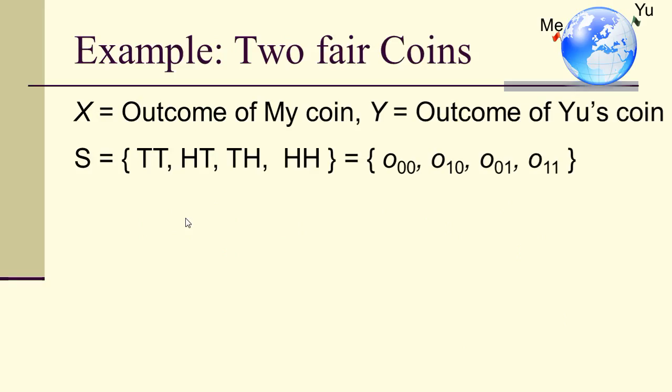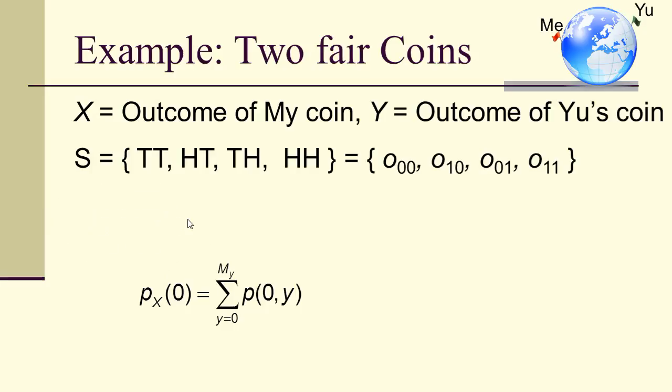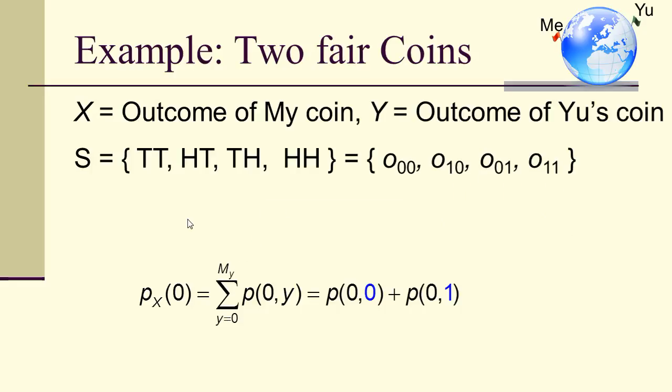For example, let's look at 2 fair coins. So x is the outcome of my coin, y is the outcome of Yu's coin. The sample space is the 4 possible combinations. So the marginal probability for me, p sub capital X of 0, the probability that my coin is tails, is the sum over the y's. Where M sub y is 1, and so y is going to go from 0 up to 1. And that's p of 0 comma 0 plus p of 0 comma 1. And that's a fourth plus a fourth, and that's a half. No surprise there.